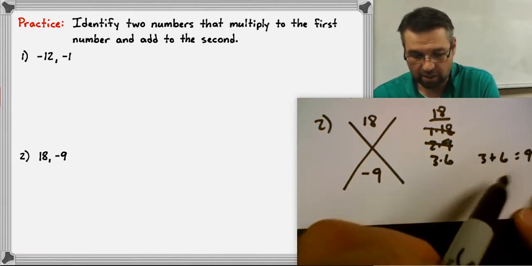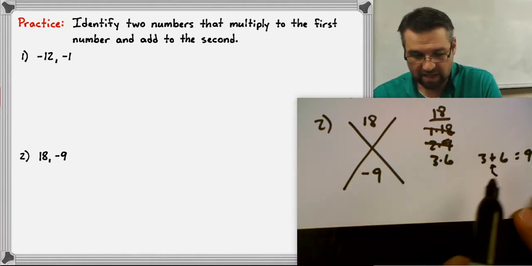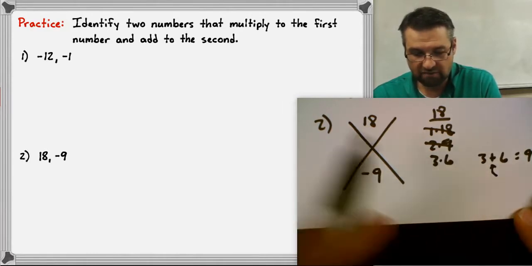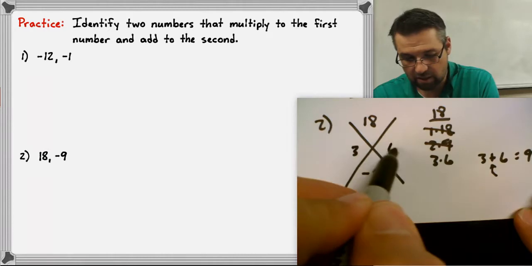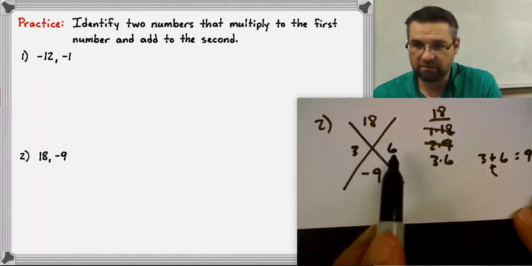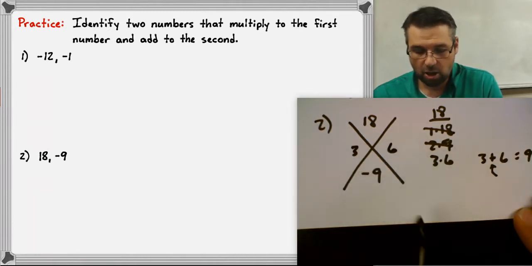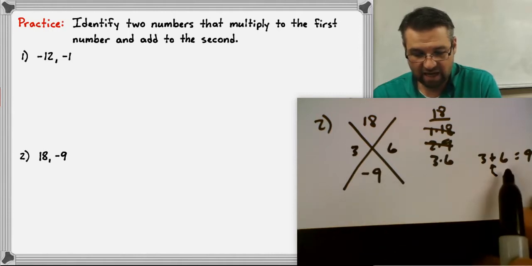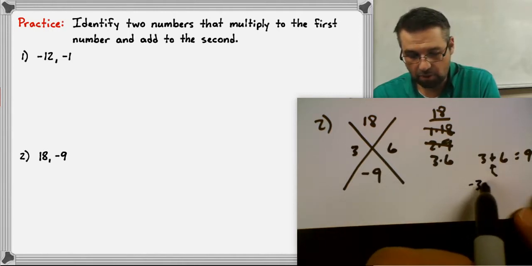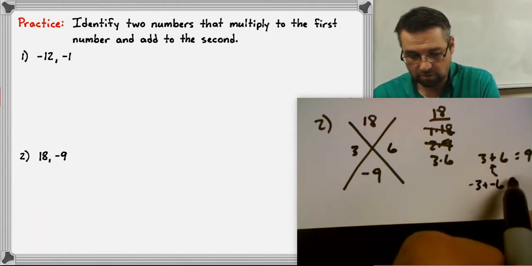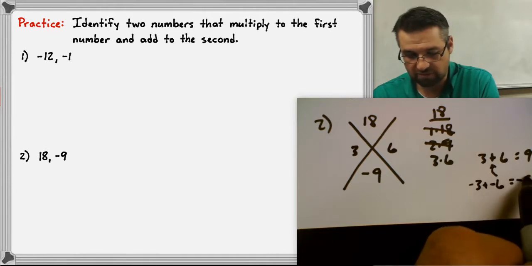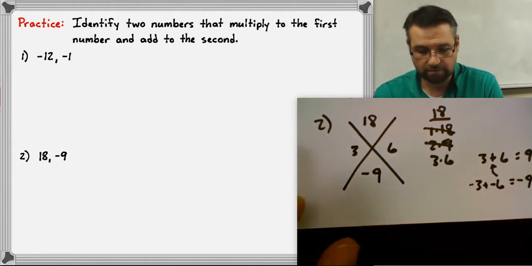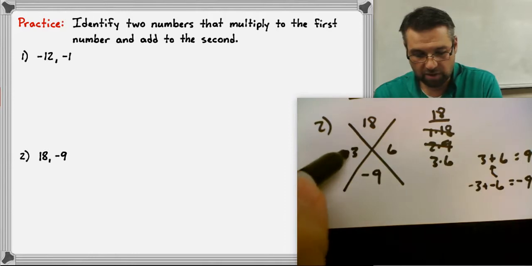Because we're adding here, that tells me that the two numbers have to be the same sign. So that means they're either going to be both positive or both negative. Well, in order to get the negative 9 out of here, that tells me that they both have to be negative numbers. Negative 3 and negative 6 do in fact give me negative 9, okay? So we know that they're both going to be negative.